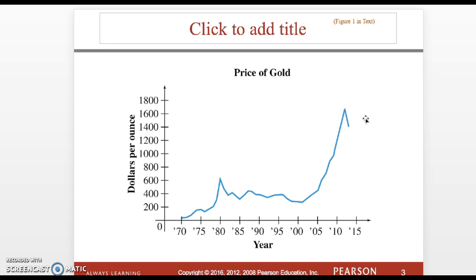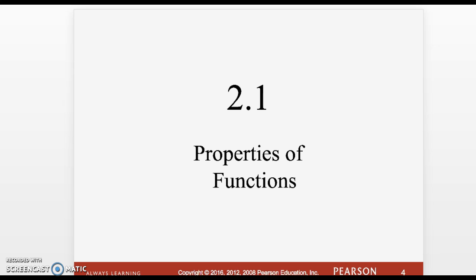And then thinking about business, we'll talk about profit, cost, and revenue again. And we'll also talk about such things as interest, which will tie into our exponential functions at the end of the chapter. So 2.1 goes over properties of functions, and then 2.2 will focus on quadratics specifically.